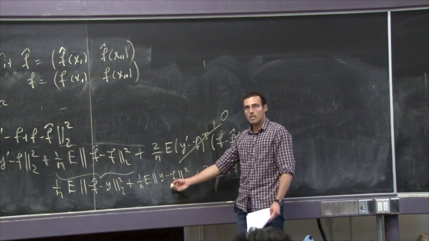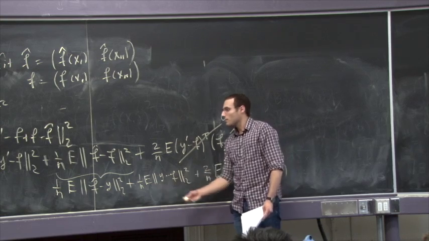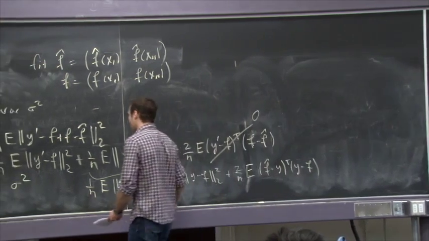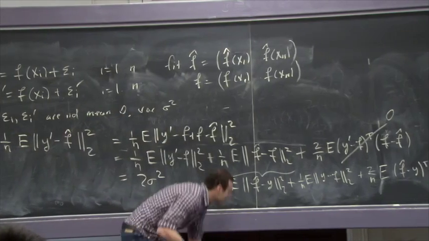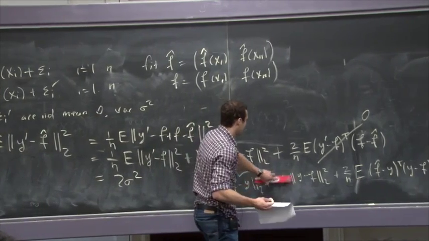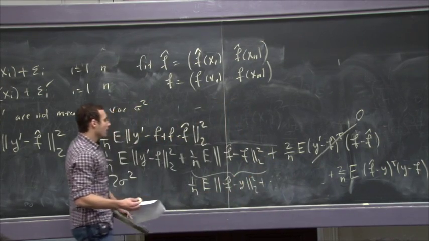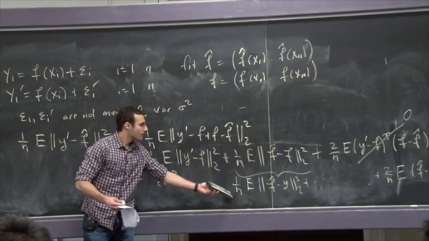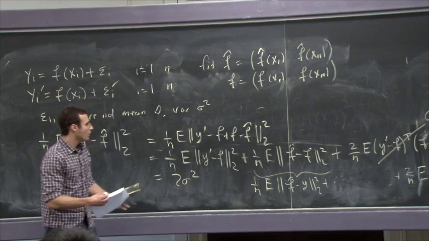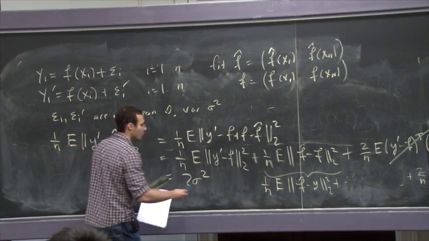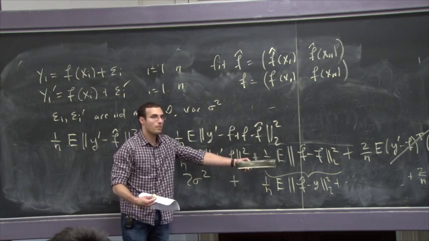What's this, though? Expected value of y minus f squared over n. That's just another sigma squared, right? It's the same thing as before. So I'll just put a 2 sigma squared there, and I'll forget that term. So I have 2 sigma squareds now. What's that? That's the training error, right? That's the expected training error. OK, so we're looking pretty good. We have that the expected test error is 2 sigma squared plus the expected training error plus something.